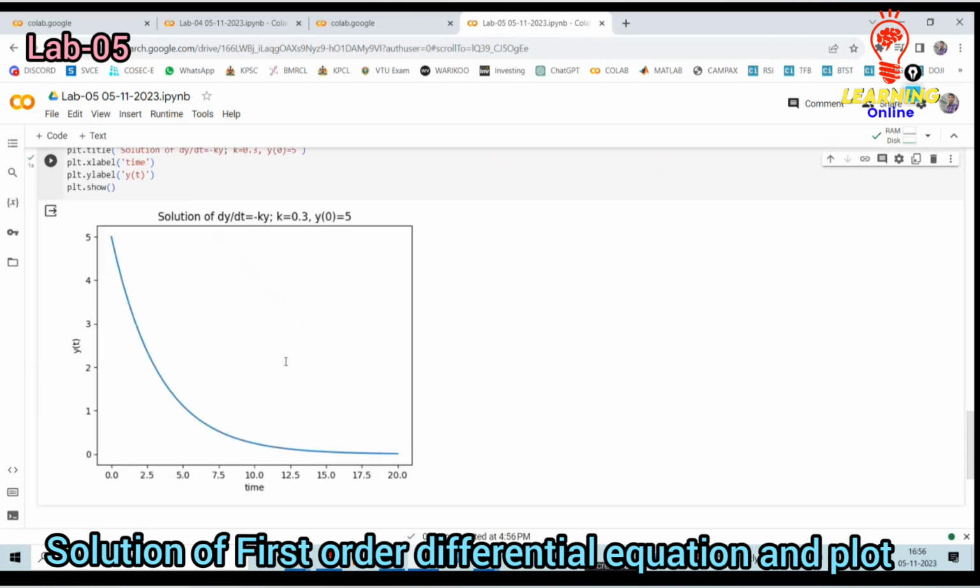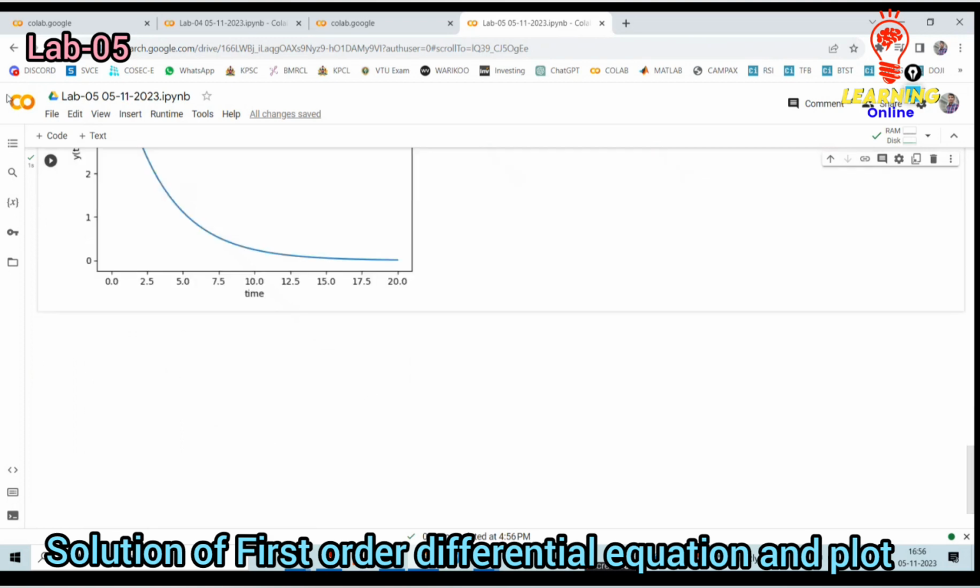Corresponding to that, I will get the solution here: dy upon dt is equal to minus ky, k equal to 0.3, y of 0 is equal to 5. Corresponding to that, we get this plot. This is the plot, the solution that is to be presented. Next code will go.